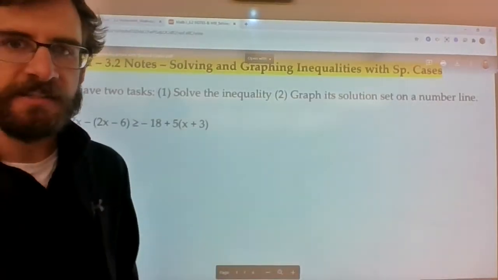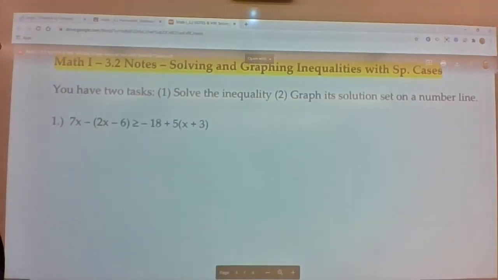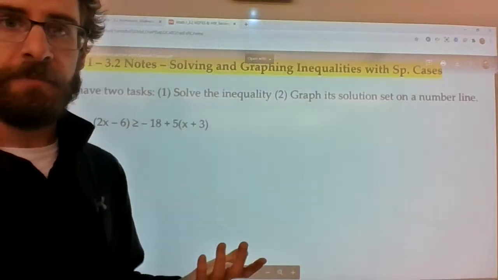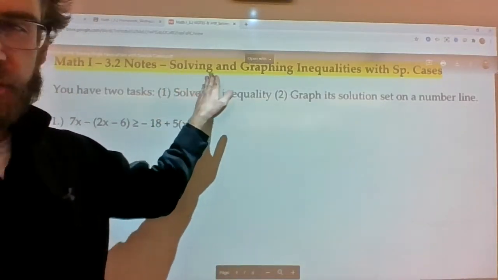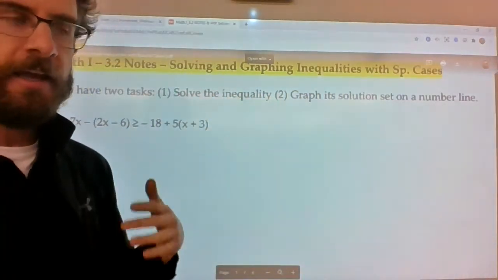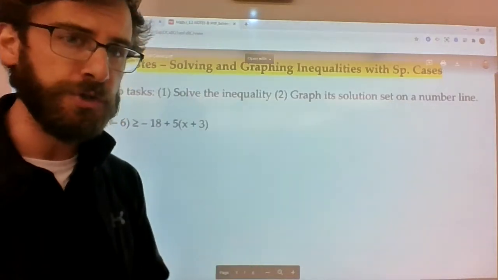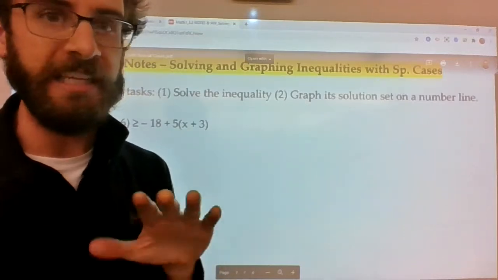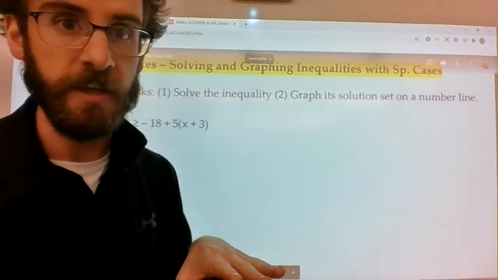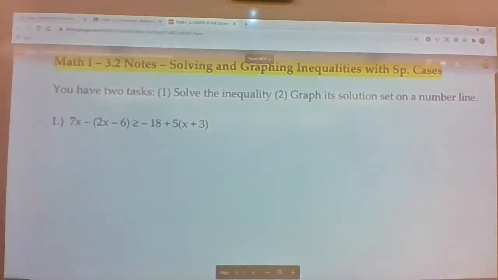Hey, Math 1, this is the lesson for 3.2. You're pretty much going to see the exact same thing you saw in 3.1, but I'm really just trying to highlight those special cases and cases where maybe you would be compelled to say something like no solution or all real numbers when really you shouldn't be saying those things. So, first one.